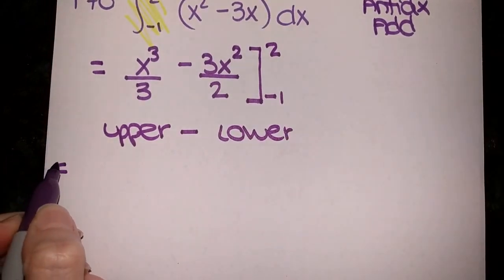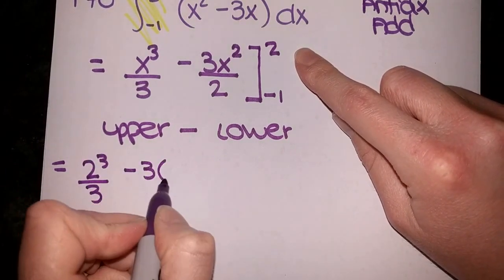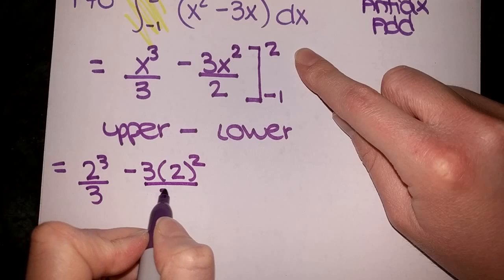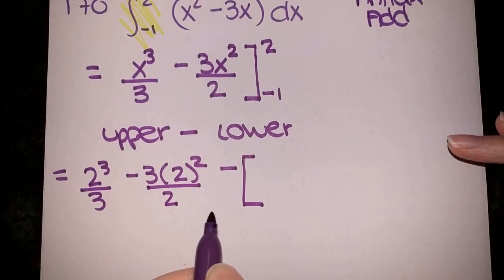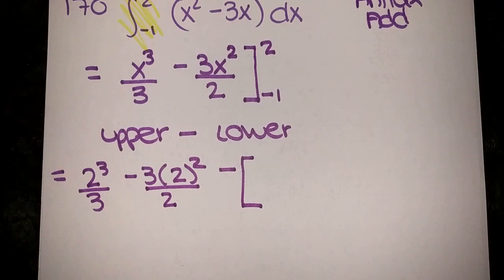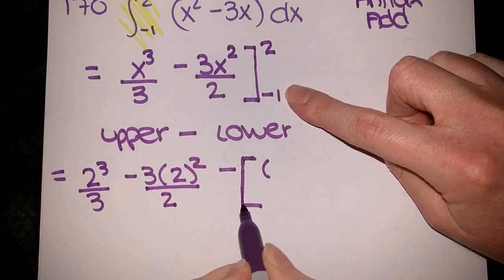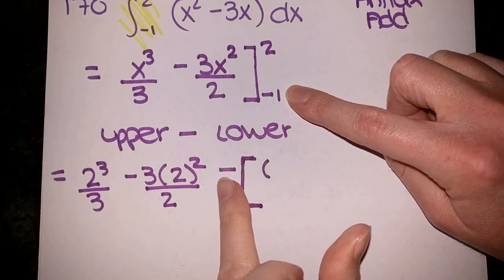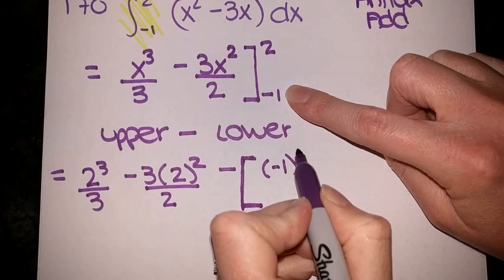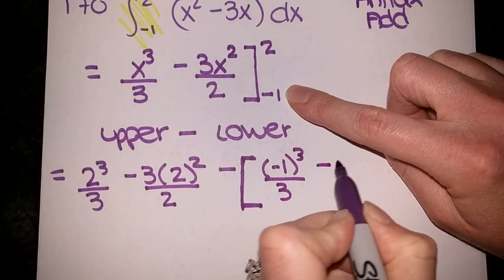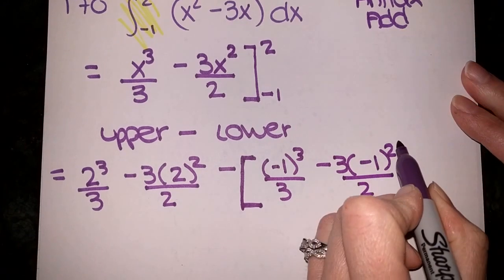So if I plug in my upper bound, I'm going to have 2 to the third over 3 minus 3 times 2 squared over 2 minus, and then the lower, we need to be super careful that all of the lower is subtracted off. So I'm going to plug in -1, and I always put a big bracket here for the lower to emphasize that this negative needs to get distributed. So I will have -1 to the third over 3 minus 3 times -1 squared over 2.